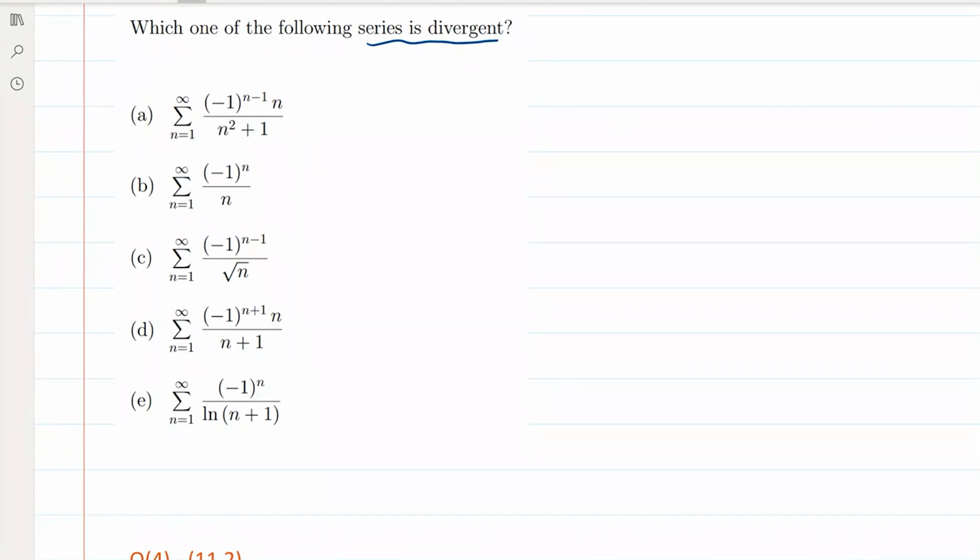Yes, Samar. It's D. D diverges? Yes. Okay, what about the others? For example, why does this one converge? You said this converges, right? Actually, I take the limit and see it is not equal to 0, because it is an alternating series. So exactly, this diverges.